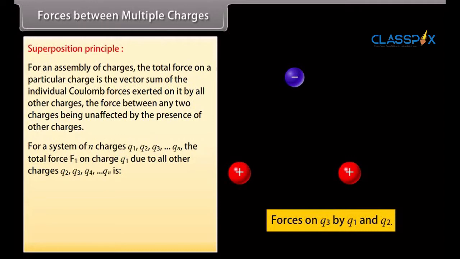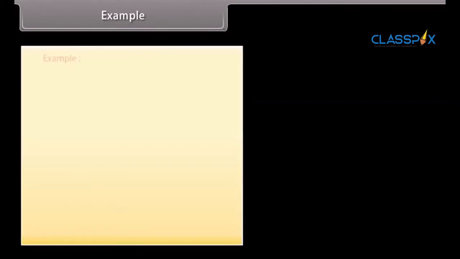For a system of n charges, Q1, Q2, Q3 and so on till Qn, the total force F1 on charge Q1 due to all other charges Q2, Q3, Q4 and so on till Qn is F1 equal to F12 plus F13 plus F14 and so on till F1n. This equation can be written as... Example. Let's take an example on Coulomb's law. Find the force on the center charge in given figure.